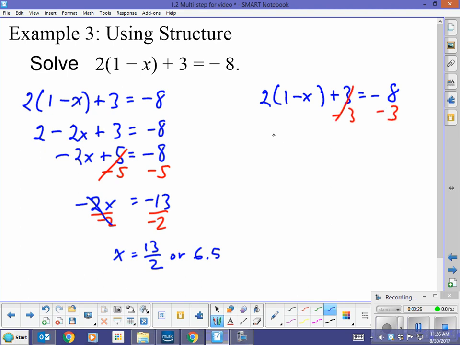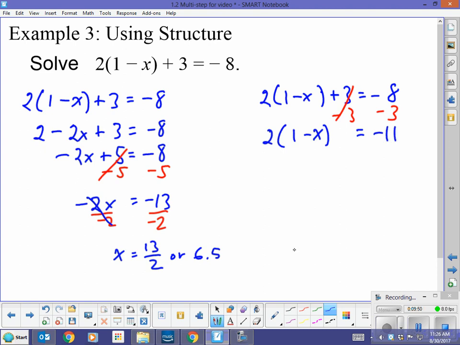That leaves me 2 times the quantity, 1 minus x. And that's how we say that. When I say the quantity, I'm referring to something in parentheses. I could say 2 times the difference, 1 minus x, but when I say it that way, I'm usually referring to something in parentheses. Okay, so negative 8 minus 3 would be negative 11.